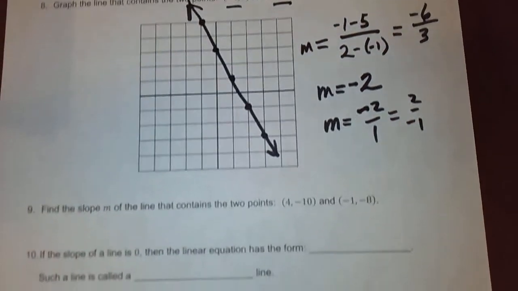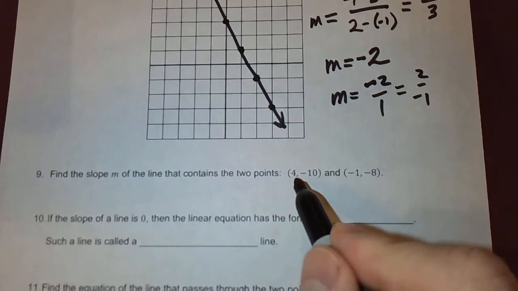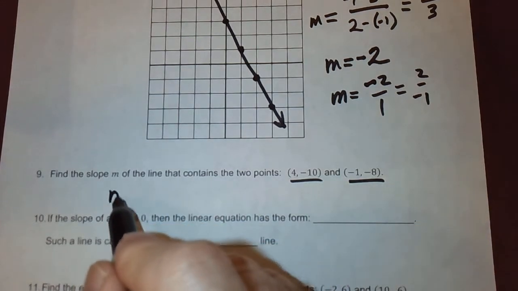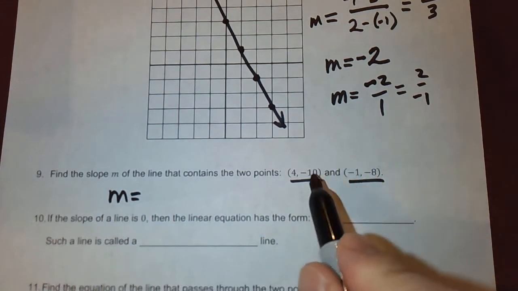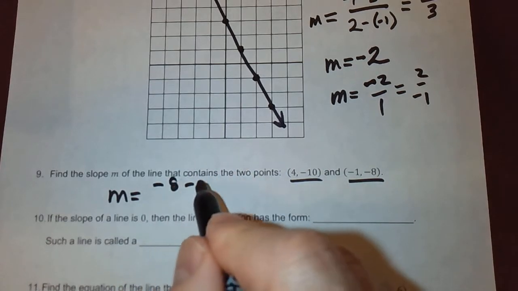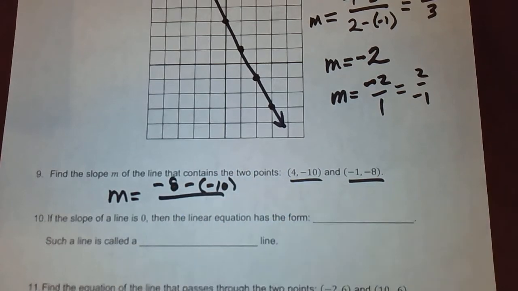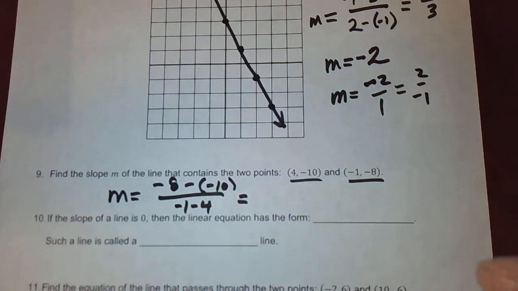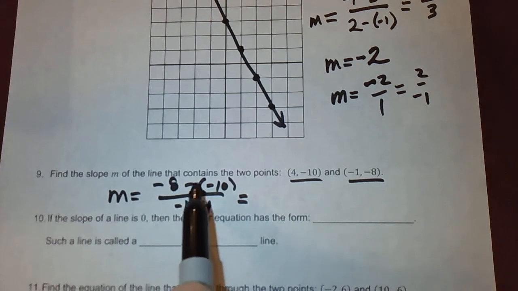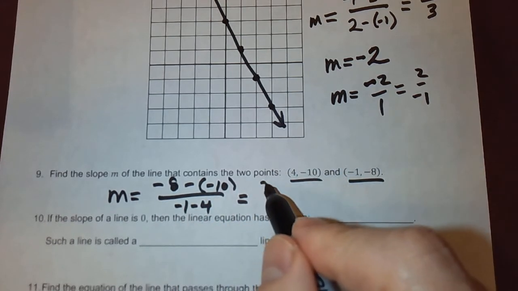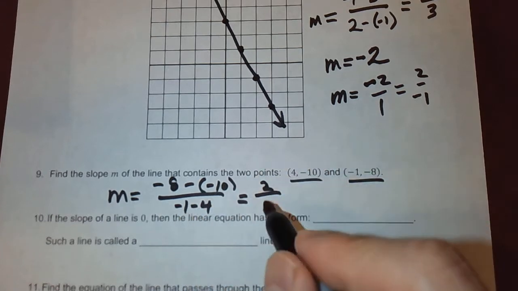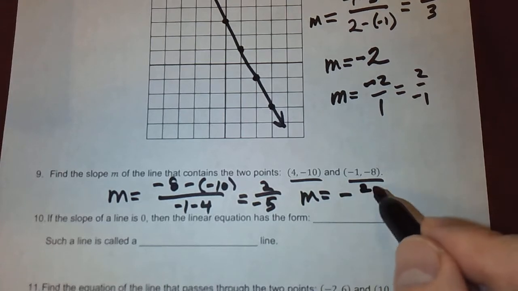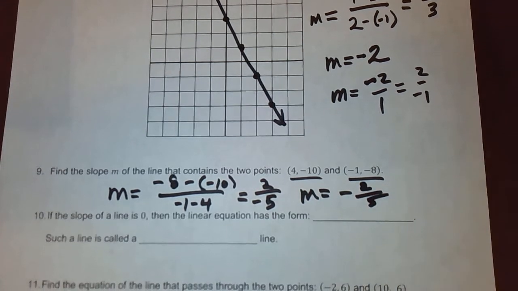Okay? Now let's find the slope of the line that contains these 2 points. So just like we did before, only we don't have to graph it. The slope of this line will be -8 minus -10 over -1 minus 4. And that is equal to -8 plus 10, which is 2, over -1 minus 4, which is -5. So m equals -2/5.